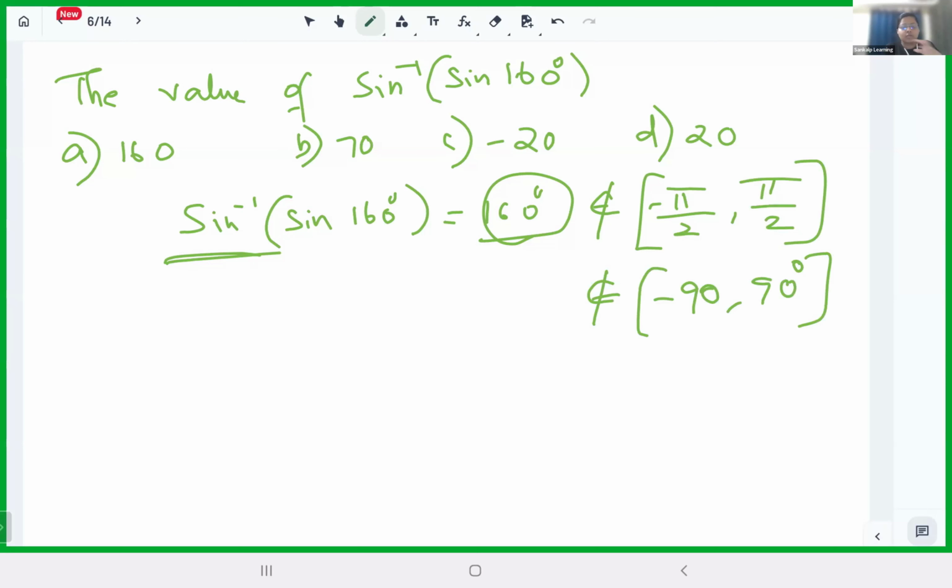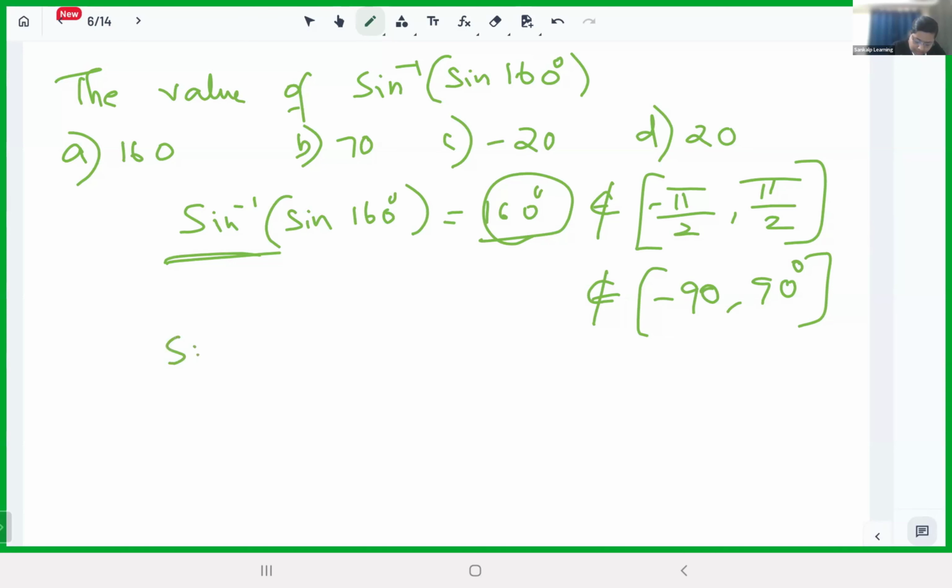So what should we do? We have to find the equivalent angle of 160 degrees that belongs to the principal value branch of the function sine inverse x. So how will you do that? We should use a reduction formula that we have studied in trigonometry, isn't it? So how will you do it?